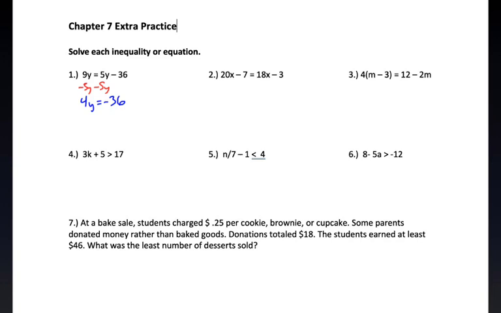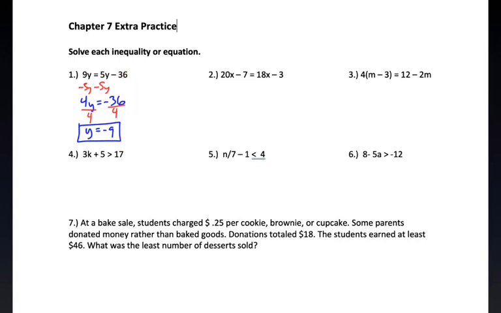It doesn't necessarily have to be variables on the left. You just want variables on one side and then constants on the other, always. So now I have 4y equals negative 36. Divide by 4. The answer is y is equal to negative 9. Remember, it's always a good idea, once you have your answer, to plug it back into the original equation to make sure that it works.